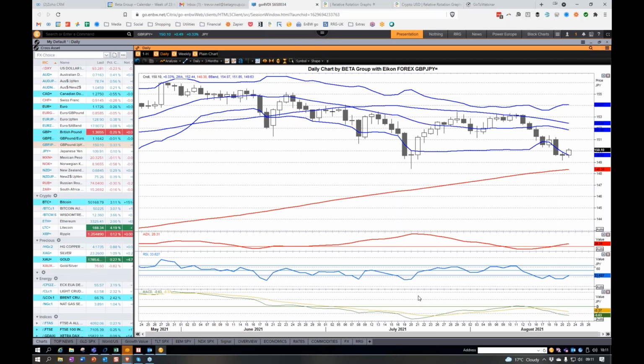And you see that on the RRG there. So the yen is a good alternative to the US dollar if you want to sell currencies. Thank you for asking for that one.